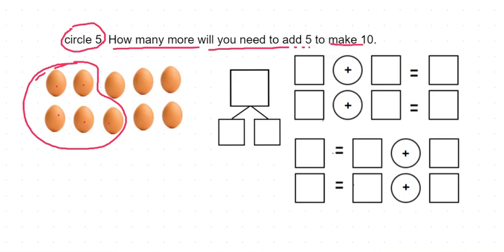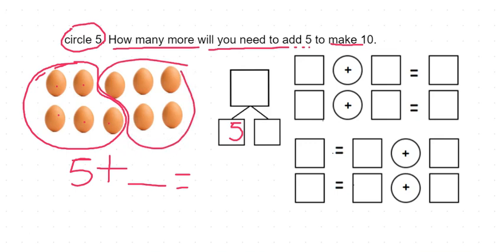Then it says, how many more will you need to add to 5 to make 10? So then I start thinking, how many more will 5 need to make 10? Do you know? So I have 5. So I know 5 plus blank equals. So how many more do I need? 5, 6, 7, 8, 9, 10. How many more? 5, because 5 plus 5 more equals 10.